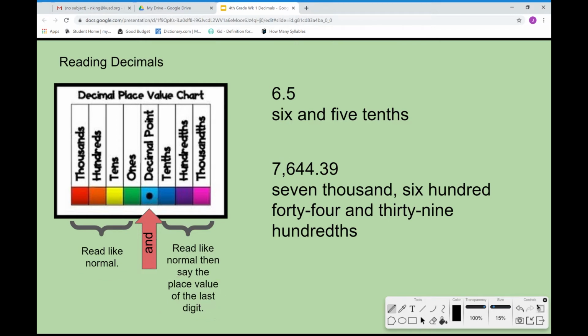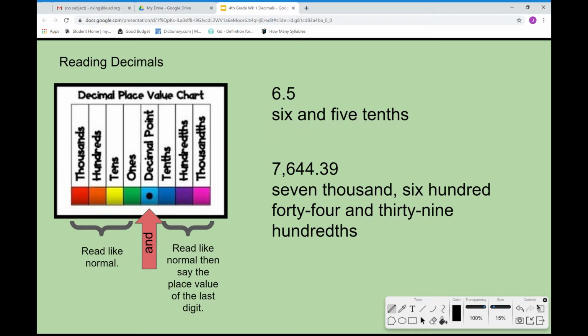Look at this number. We read the whole number in front first, 6. Then we say "and" for the decimal. Then we read the last number, 5, and add the place value of the 5. So we have 6 and 5/10.